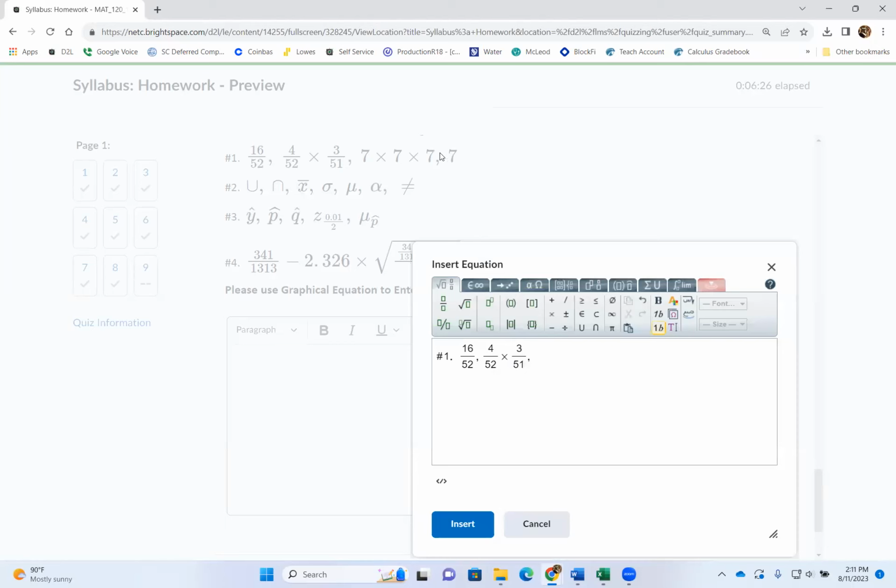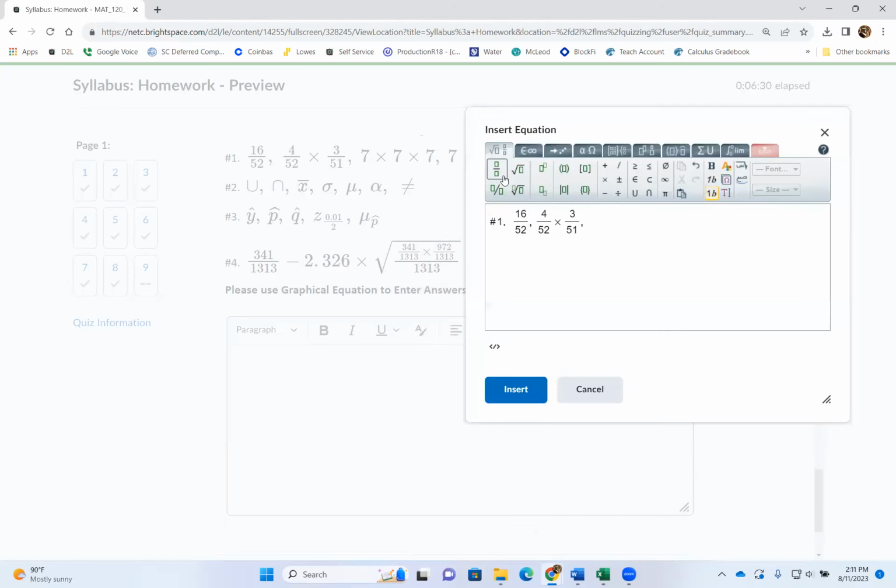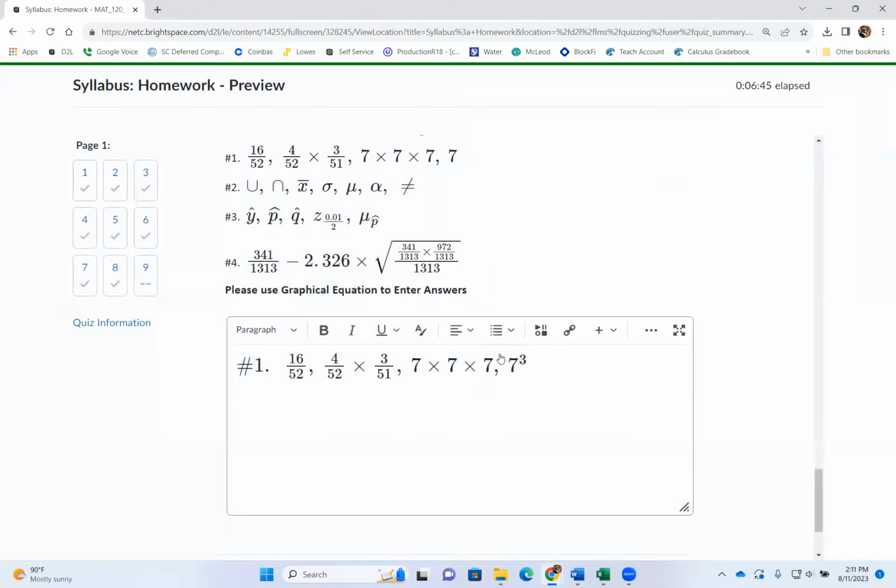And this is a mistake. I do apologize. This will be 7 to the 3rd power. So I will just enter that 7 times 7, 7 times 7 times 7, comma. All right, 7 to the 3rd, exponents. Press 7 first. Let's do 3rd power. This is the exponent button, 3rd power. All right, insert. Once you insert the first answer, click on the box and press enter.